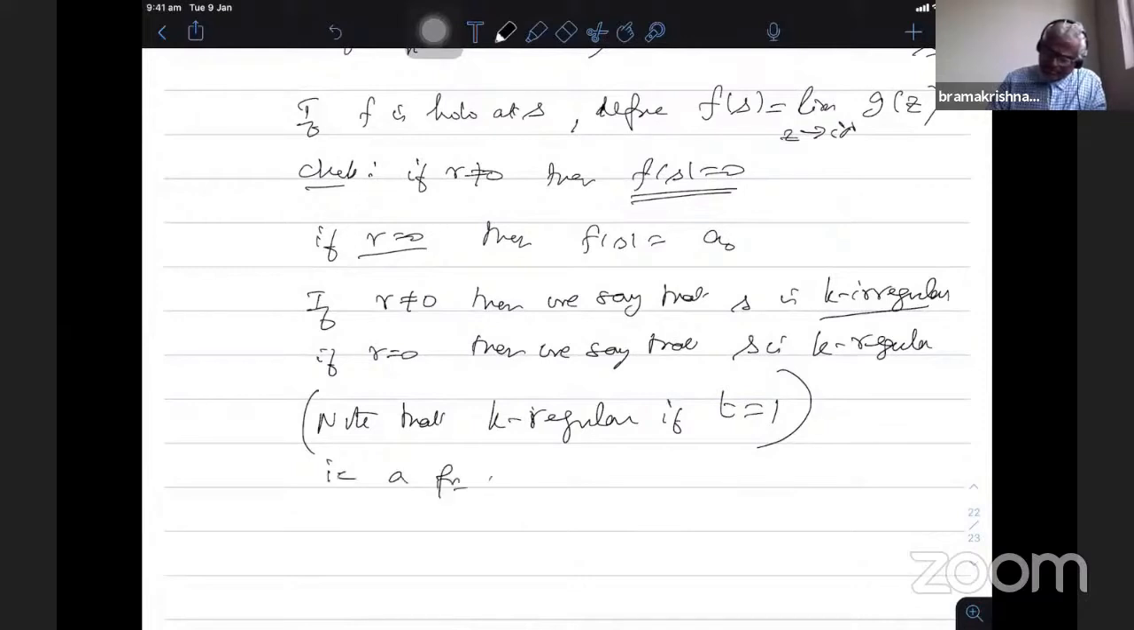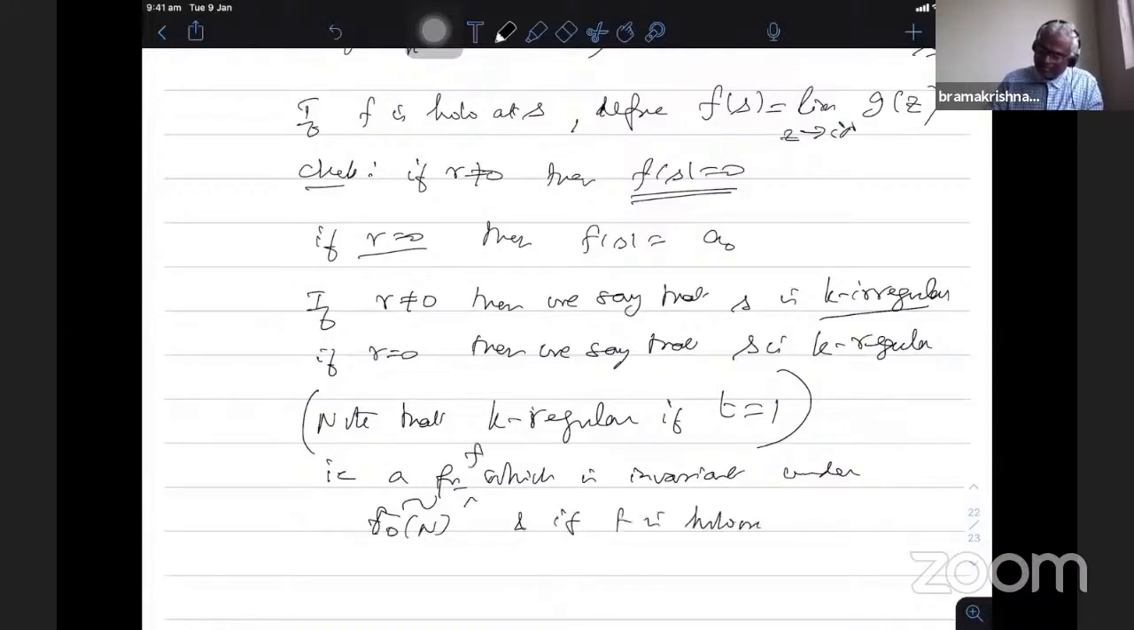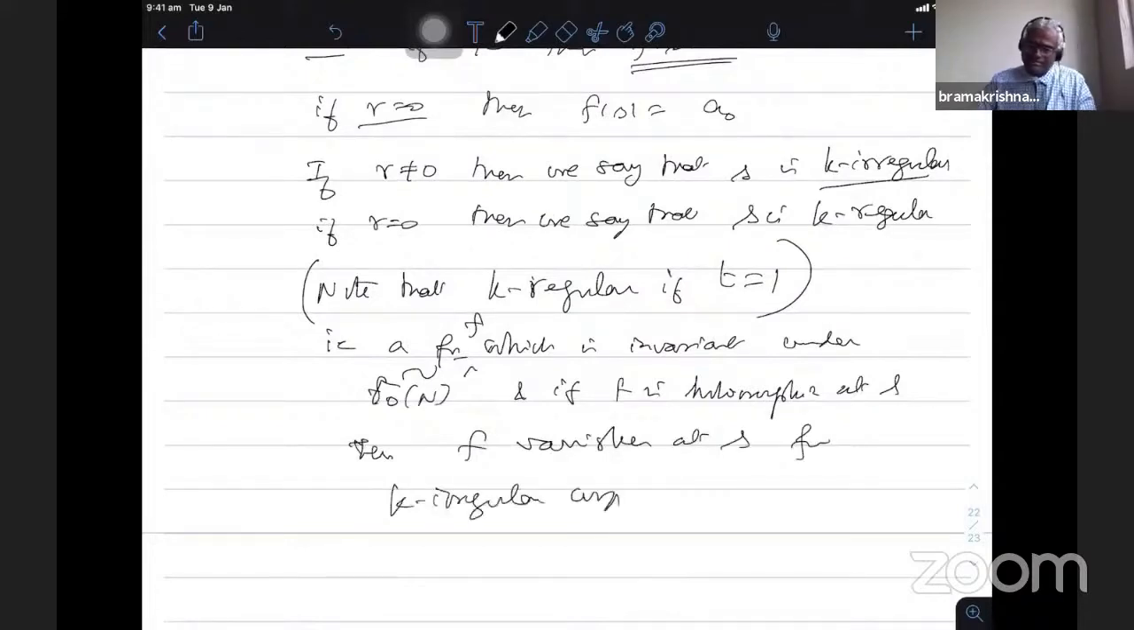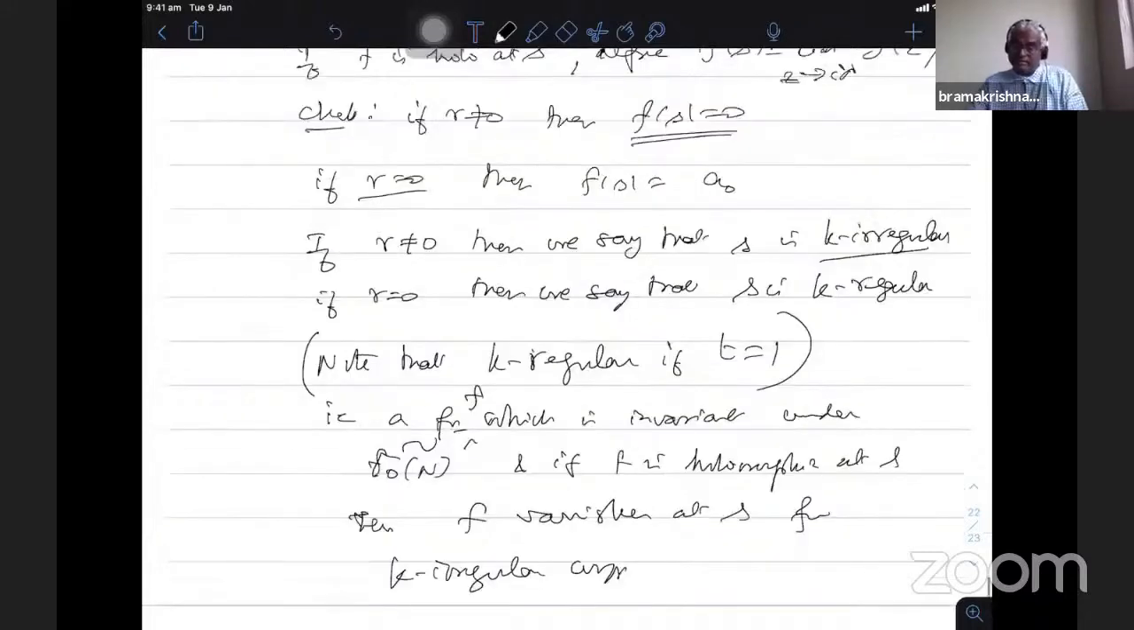Therefore, your function is invariant under gamma 0 n tilde, and if f is holomorphic at the cusp s, then f vanishes at s for a k irregular cusp. That's what it says. So whenever r is not equal to 0, the vanishing condition will be there.